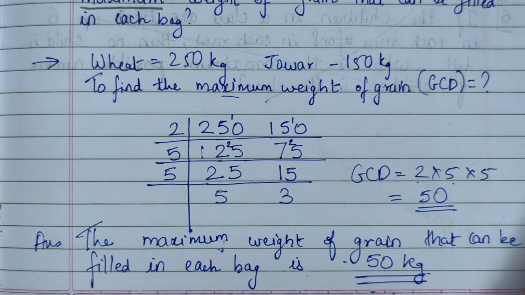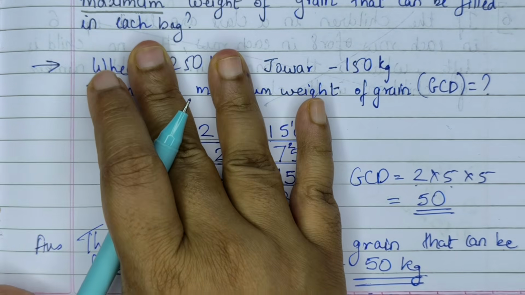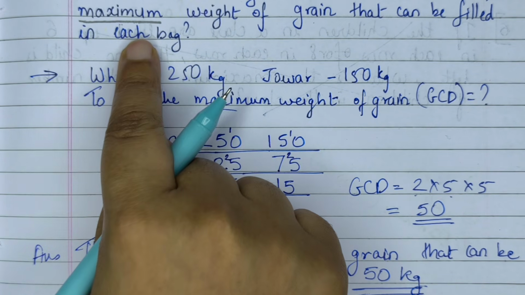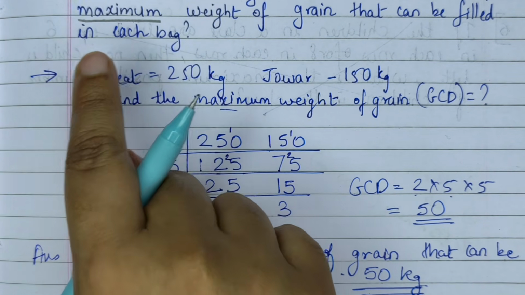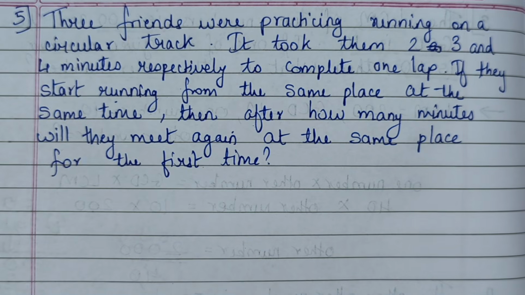Understood? So this is the fourth sum. Whenever they give you maximum, understand how to find out whether it is GCD or LCM. Whenever they give you maximum or greatest, it is GCD. Okay. Now we will do the next sum.